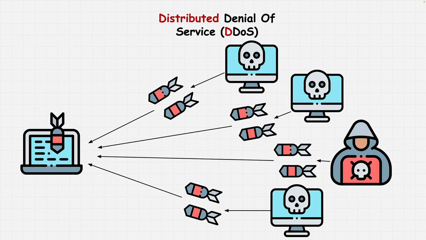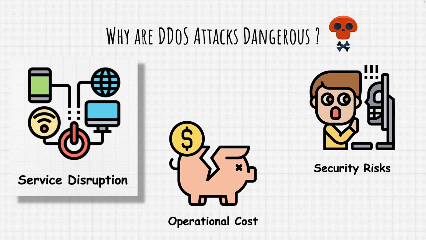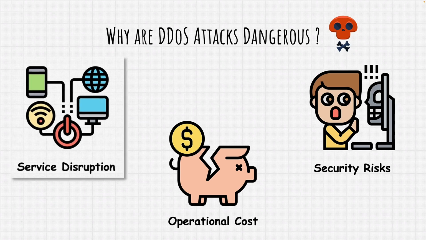So, now that we know the basics, why exactly are they dangerous? Well, DoS and DDoS attacks are dangerous because they can cause expensive harm to businesses and organizations. Some of the potential impacts would include service disruption, operational cost, and security risk. When it comes to service disruption, as we already mentioned, essential online services and websites can become unreachable, which can lead to loss of revenue, customer dissatisfaction, and damage to the organization's reputation. And all of this can be done with a single denial of service attack.